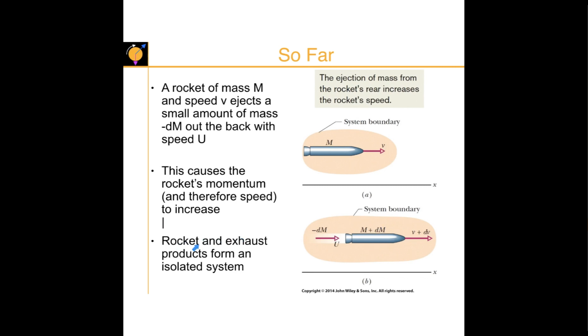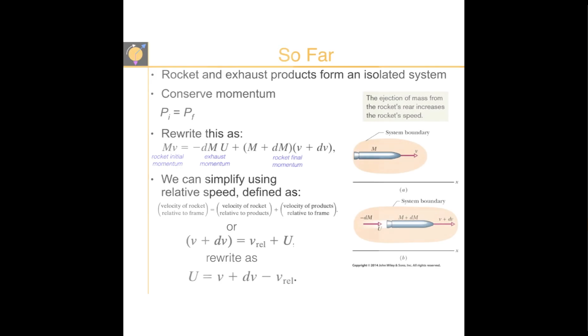So the rocket and the exhaust can form an isolated system, and we can apply conservation of momentum to that. So here you go. Momentum initial equals momentum final. The momentum initial is just the mass of the rocket times the velocity. And then the momentum final is the momentum backwards of the exhaust plus the momentum forward of the new rocket with some mass loss, right?